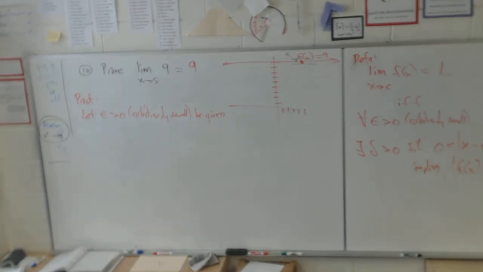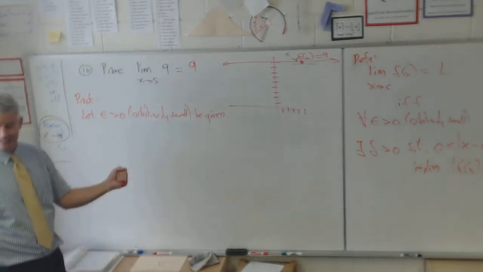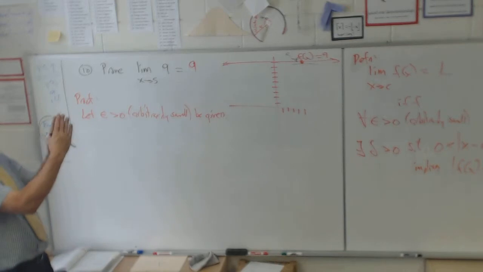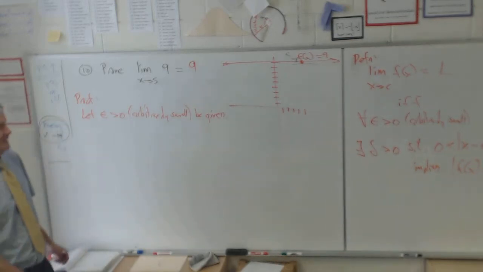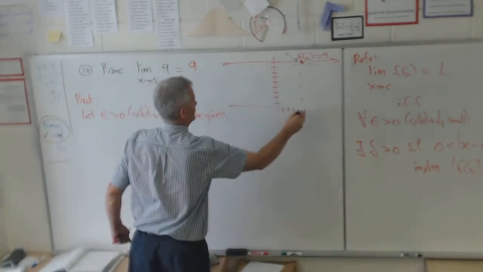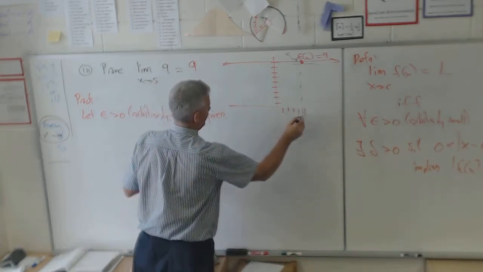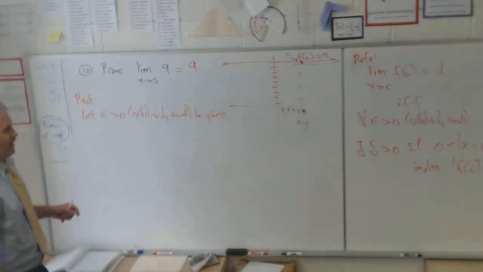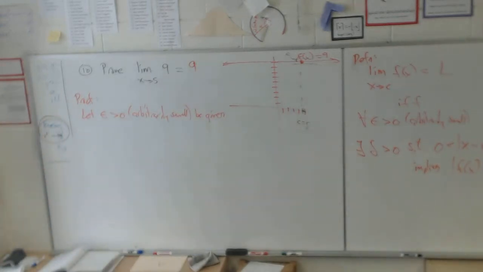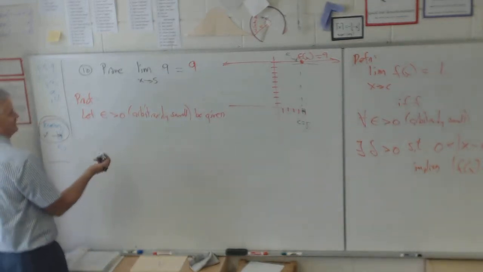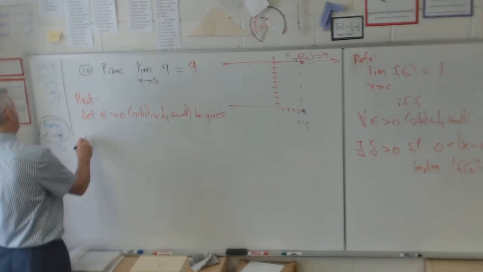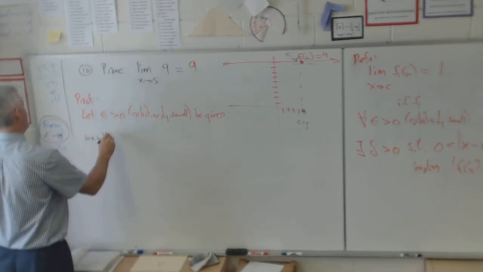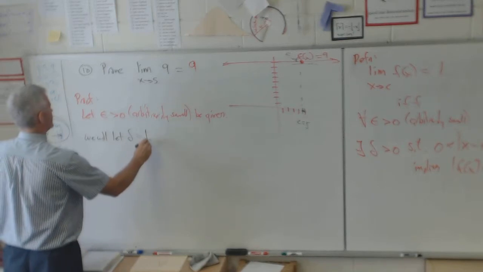Because we know that for this to be the limit, there has to be a delta such that when I'm within delta of 5, because c is 5, I'm within epsilon. Well, the fact is this doesn't matter, so the most convenient number is 1. We will let delta equal 1.